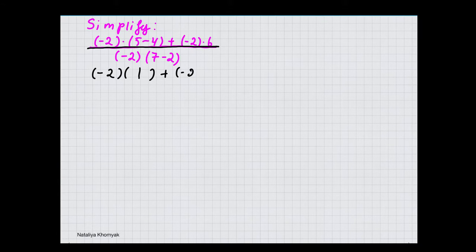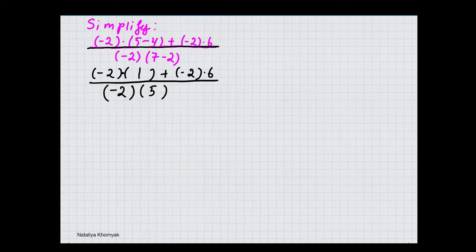Plus negative 2 times 6 out of negative 2. Once again, there is nothing to simplify there. And 7 minus 2 can be calculated. So we have 5. Now we do order of operations in the numerator.